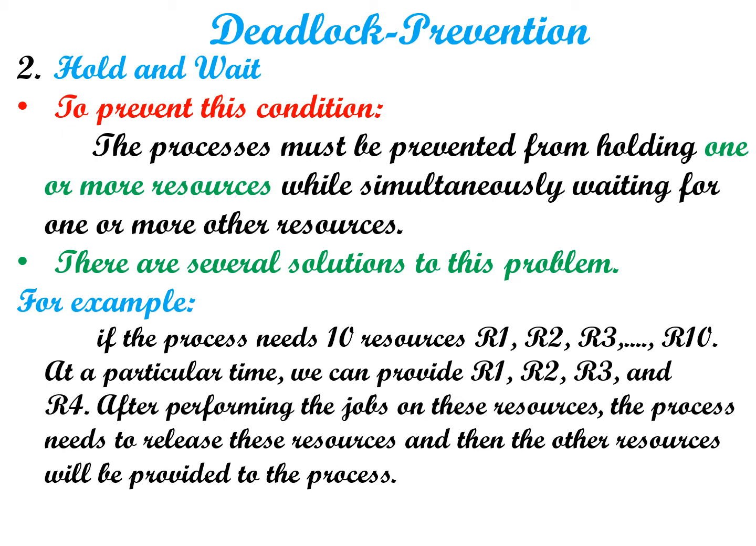But this method is not practical because we cannot know the resources required by the process in advance, before its execution. So another way of avoiding hold and wait can be the do not hold technique. For example, if the process needs 10 resources, R1, R2, R3 till R10, at a particular time we can provide R1, R2, R3 and R4. After performing the jobs on these resources, R1 to R4, the process needs to release these resources and then the other resources will be provided to the process. In this way, we can avoid the hold and wait condition.